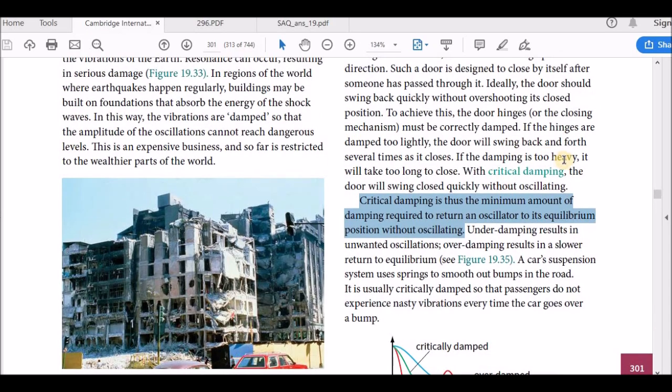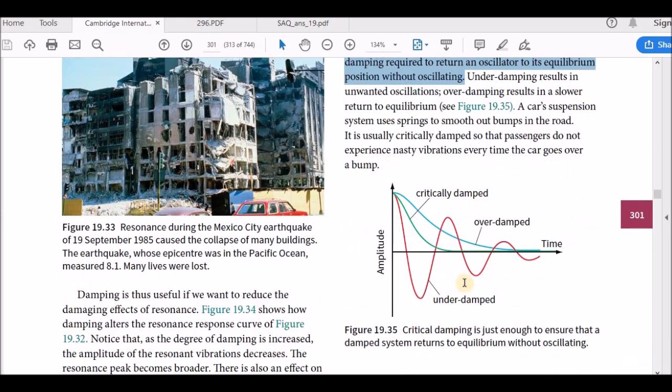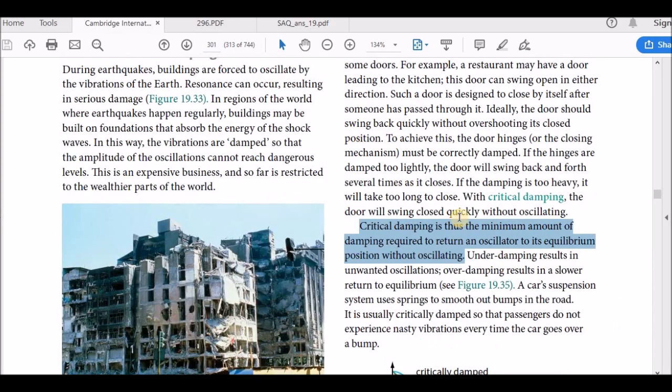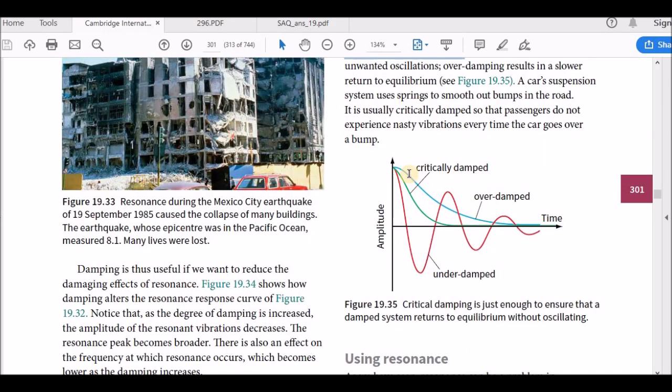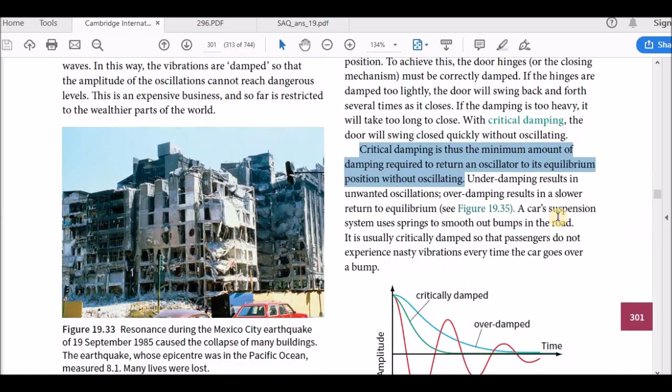Here, damped too lightly. Okay, so here there is underdamping. What we saw, it will swing back and forth a long time before it closes. If the damping is too heavy, it will take too long to close. So that is overdamping. See, it takes a long time for the door to close.